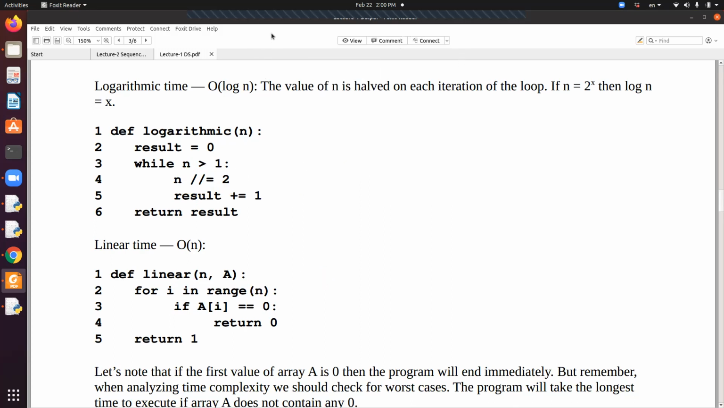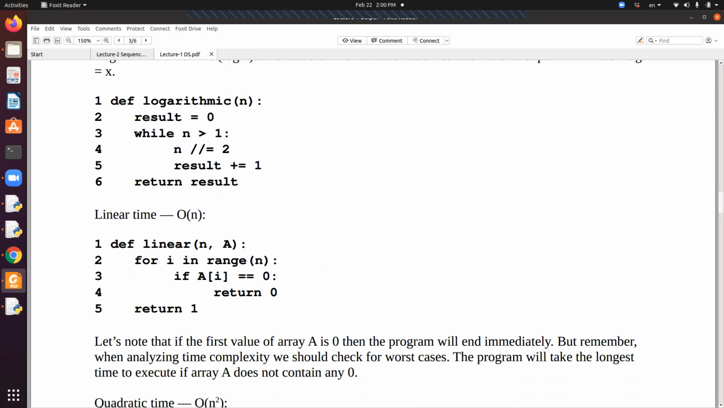So if you notice the loop, whether there is any loop, if the loop is running only n times, it should be big O n. If in each iteration of the loop, n is getting decreased by half, it is big O log n, okay?